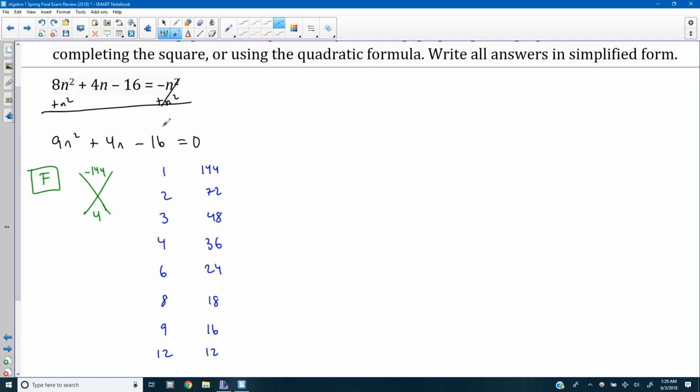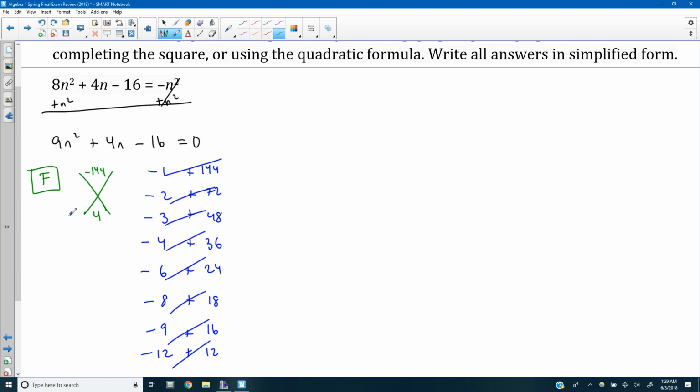Negative product, positive sum, so the larger number is positive and the smaller number is negative. Let's see if any of these add to 4 here. No, no, no, no, no. No, that's 10. Nope, that is 7. Nope, that's 0. I listed all of the factors of this thing here. None of them added to 4.